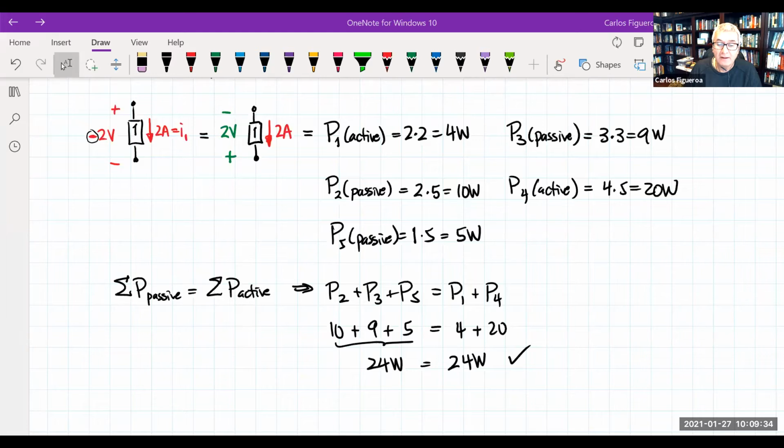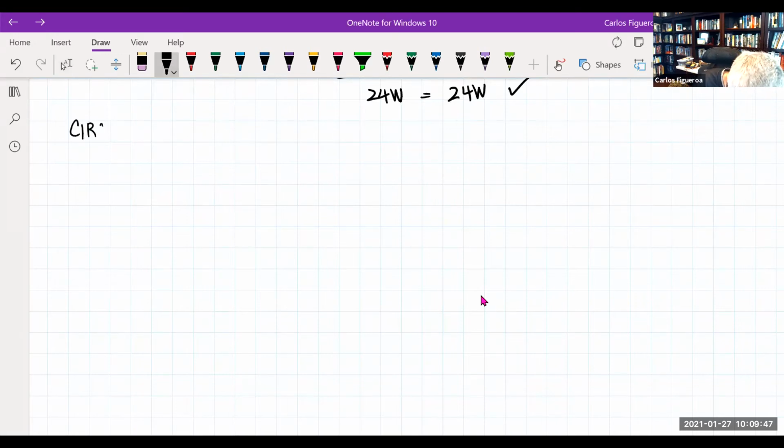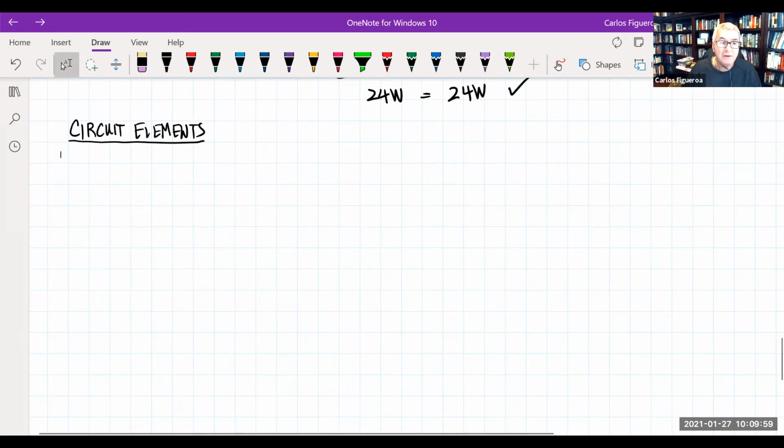Okay, I'm going to move on and I want to start talking about circuit elements. We just talked about the 3 main variables: current, voltage, power.